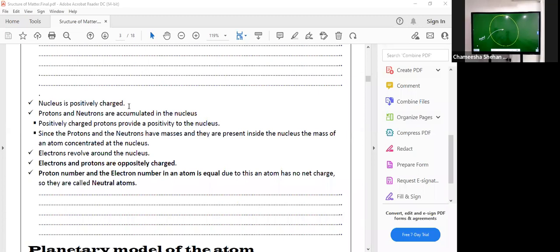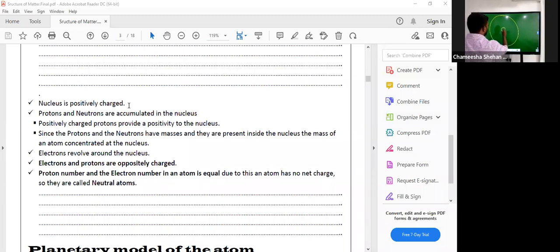He stated that the nucleus is positively charged. Okay, right. I am now going to indicate a few more things about this structure, so I will be making our nucleus a little bit bigger. That is not because it's actually big, but since I want to mention some more facts about the nucleus. So he stated that this nucleus is positively charged.